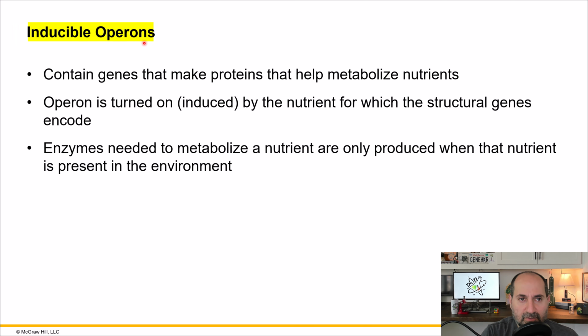Remember inducible operons? You should know that inducible operons are usually off, but can be turned on when you add an inducer. They contain genes that make proteins that help metabolize nutrients. So inducible operons are usually operons for making proteins that metabolize or break down nutrients, such as the lac operon, which is an inducible operon because when it's induced, it helps to break down or metabolize lactose.